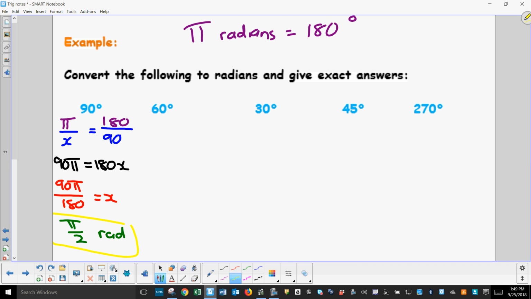Some of you might have just seen that. If pi radians is 180 degrees, 90 degrees must be half of that. Because see, 90 degrees is half of this. So half of pi is just pi over 2. So if you're in doubt, you can use this reference equation and cross multiply. But if you see automatically, okay, 90 degrees is half of 180 degrees, so in radians, that must be pi over 2, half of pi.